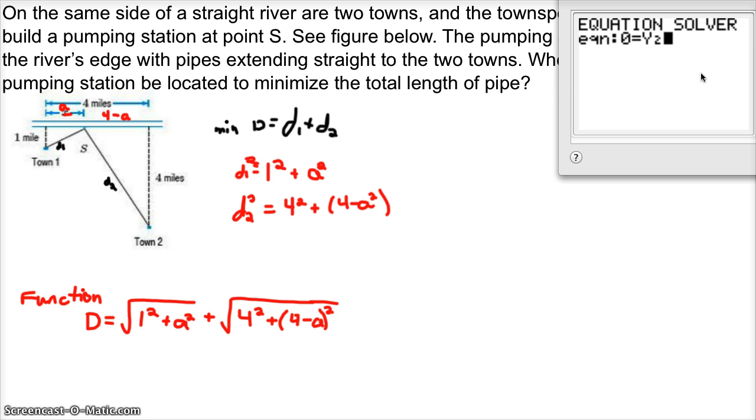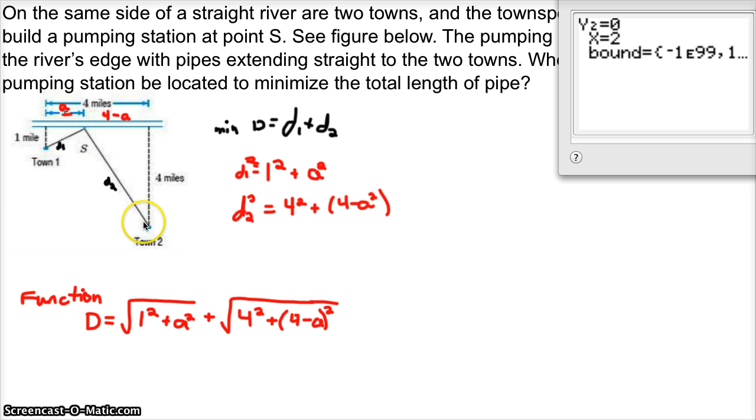Now we need to put a guess in for x. We know x has to be larger than 4, because if you put the pumping station here and the two towns were directly on the river, you'd have to run 4 miles of pipe. So for a guess, you know it's going to be more than 4. We know this distance alone is even more than 4 and this is more than 1, so already we're up to at least 5. So I might guess maybe 6 or 7. Then press alpha solve.